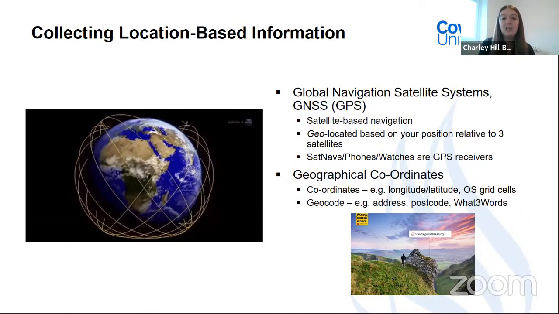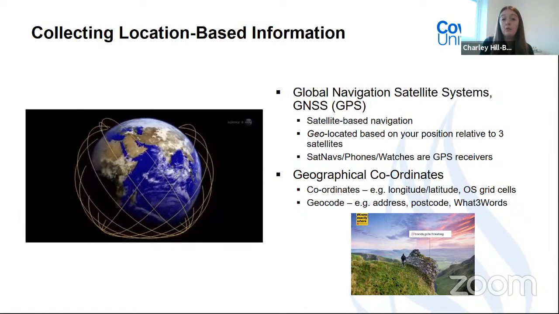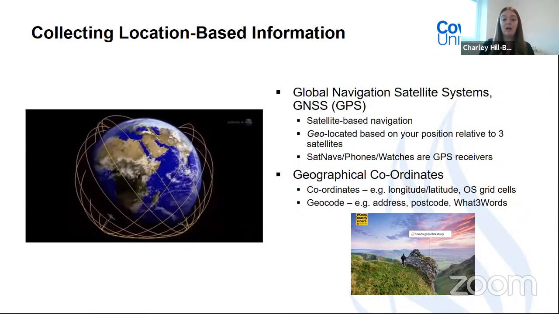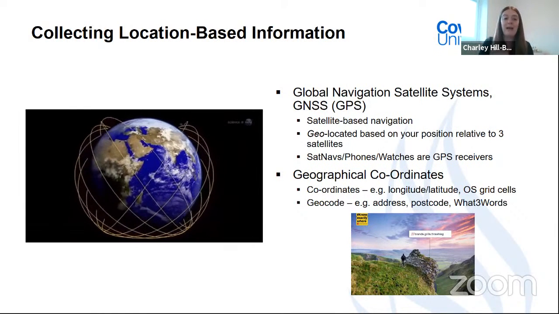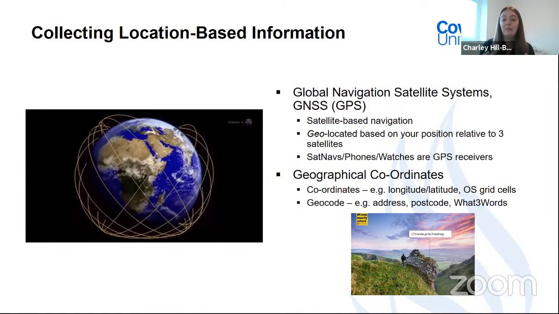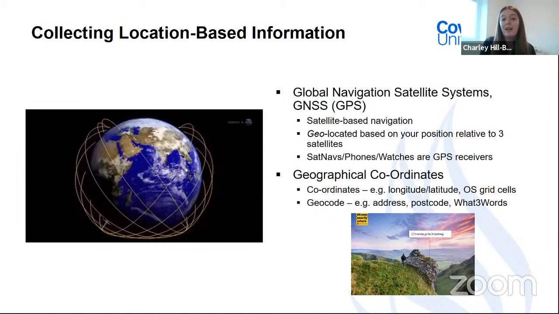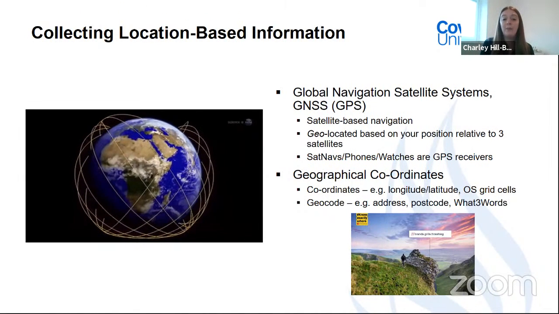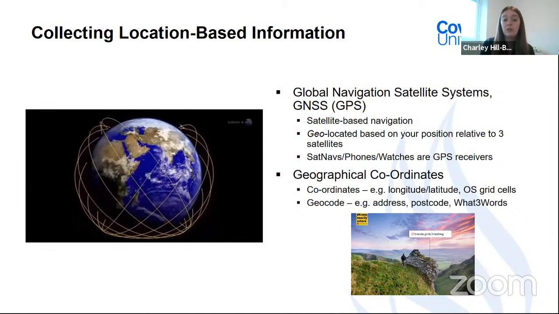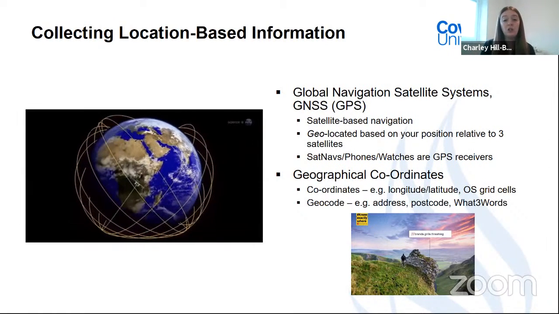So satellite navigation in your car or your parents' cars, for example, phones and even smartwatches now are all GPS receivers that are constantly pinging back to satellites to understand whereabouts on our Earth we are. With that, that gives us information about where we are through coordinates, so geographical coordinates. And most commonly, we refer to them as longitude, latitudes.